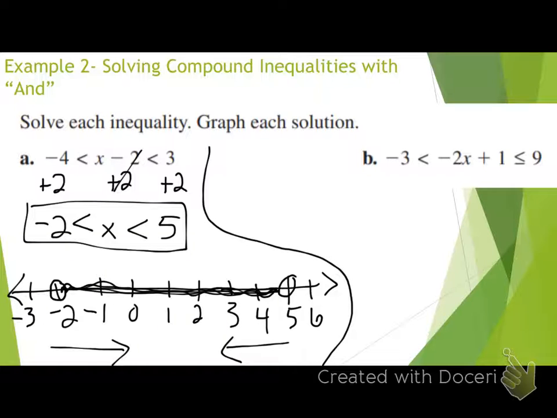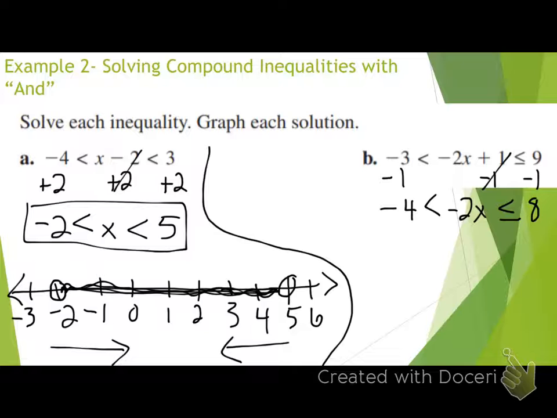Letter B. Let's solve it the exact same way we solved letter A. I just have a few more steps here on solving for x. What would be my first step to get x by itself in the middle? Subtract 1. Whatever I do to the middle, I've got to do to all sides. So I've got to do it to the left as well as to the right. What's negative 3 minus 1? Negative 4. I have negative 2x left in the middle. And 9 minus 1? 8. Inequality symbols, flip or stay? Stay.